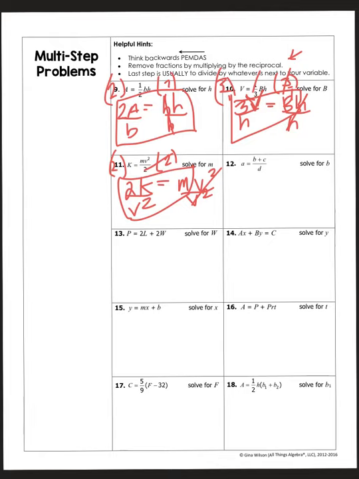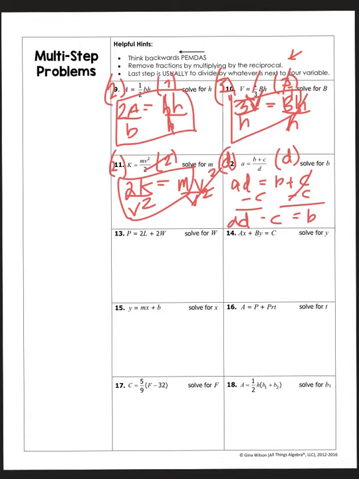Number 12, solve for b. All right, b's in the numerator, so I have to get rid of the denominator. Since d is being divided, I'm going to multiply both sides by d. So I get ad equals b plus c. And since I need to solve for b, I need to get rid of c. So ad minus c equals b.